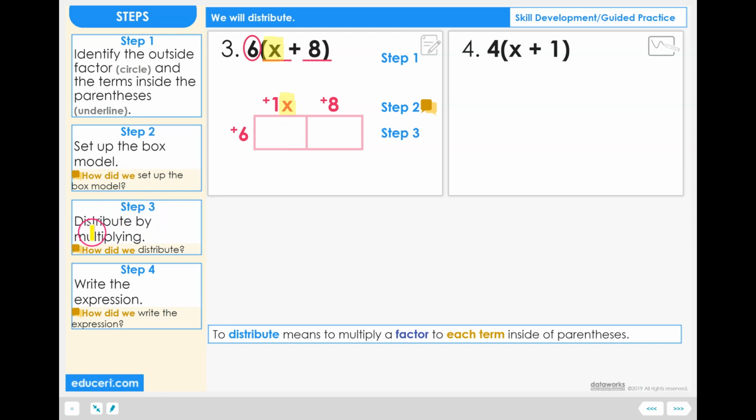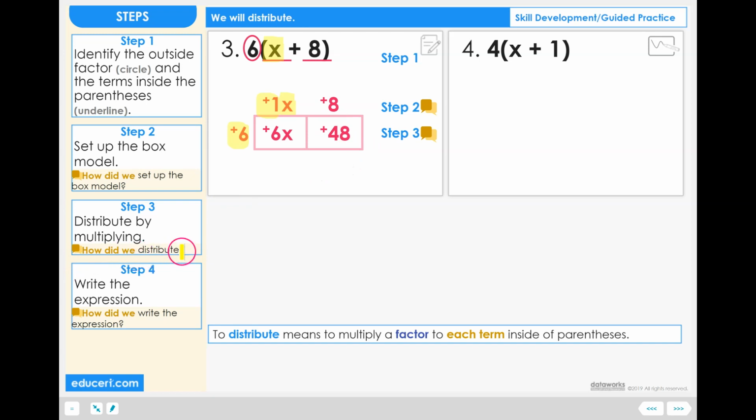Step 3. Distribute by multiplying. So let's complete this box model by finding the values that go inside the boxes by multiplying 6 times the coefficient 1, which is 6 times 1 equals 6, so 6x. Then you have positive 6 times a positive 8, and that's positive 48.